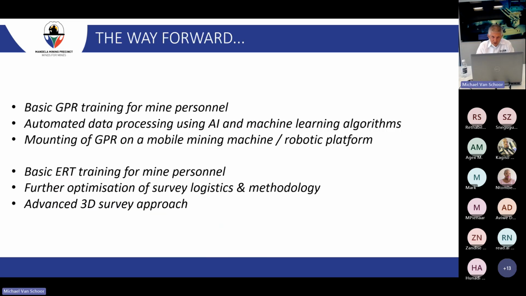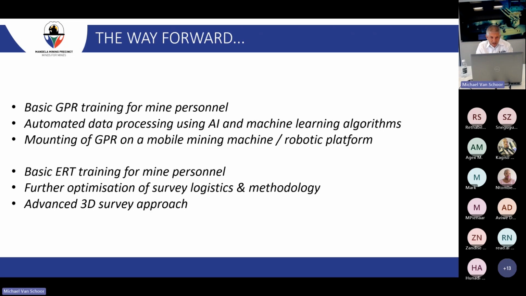Okay, then looking at the way forward, there's a few topics that we feel should get some focus in the next few years, just to cement in a lot of these things that we covered in the past few years, and also going forward. I think training for mine personnel is quite important. I know there are many mines, probably more than 24 mines out there in the Bushveld alone, that have their own GPR systems. It would be useful for those people on the ground to be able to execute GPR surveys effectively and know what to do with the data.